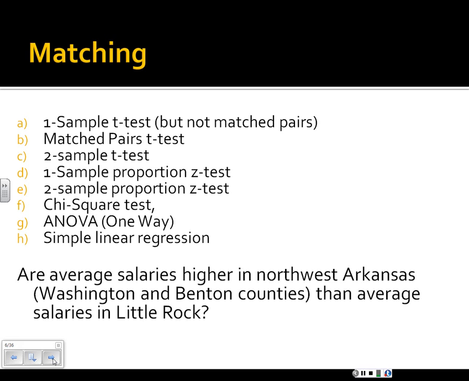Okay, the next one, we've got averages. So we're talking about either one sample t-test, matched pairs, two sample t-test, or ANOVA, since we're talking about averages. But it says higher in northwest Arkansas than the average for Little Rock, two groups. So average, two groups, two sample t-test.